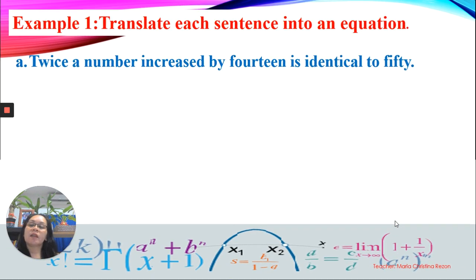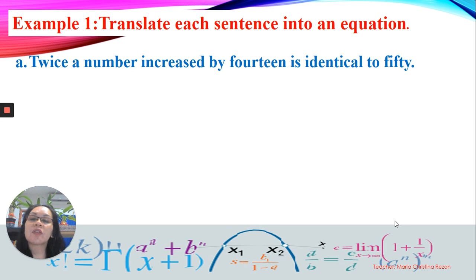Let's have some examples here. Number 1. Translate each sentence into an equation. Letter A. Twice a number increased by 14 is identical to 50. Now we have the words twice, increased by, and identical to. So these are our keywords so that we will be able to know what to do with these words, or what are the symbols for these words. Our solution.